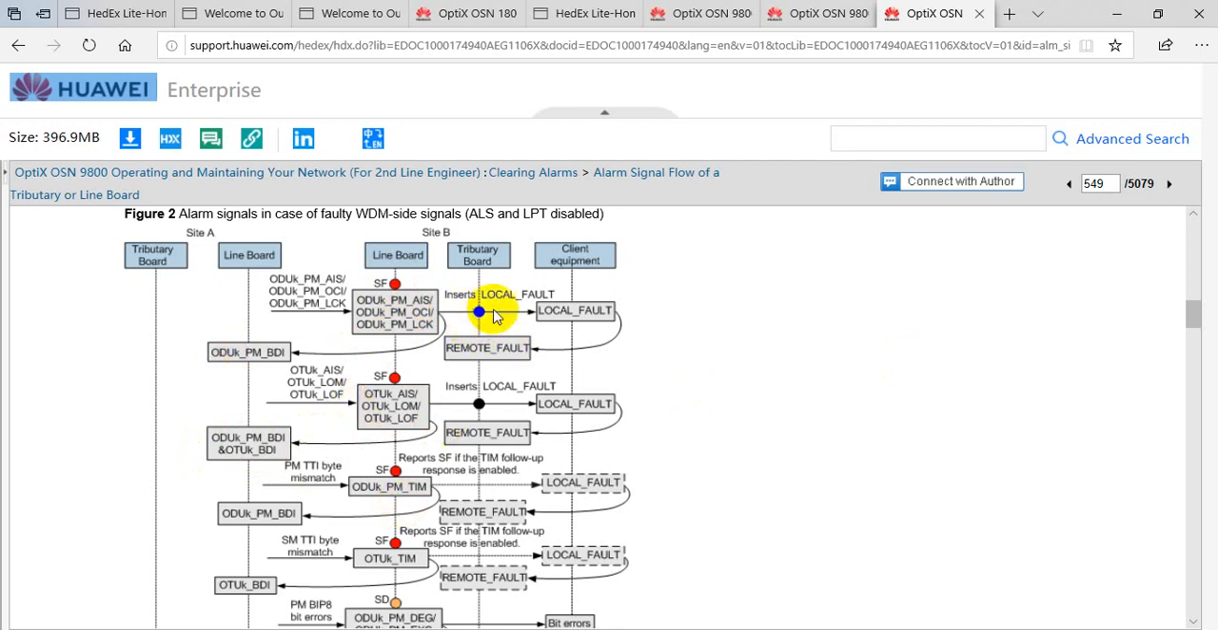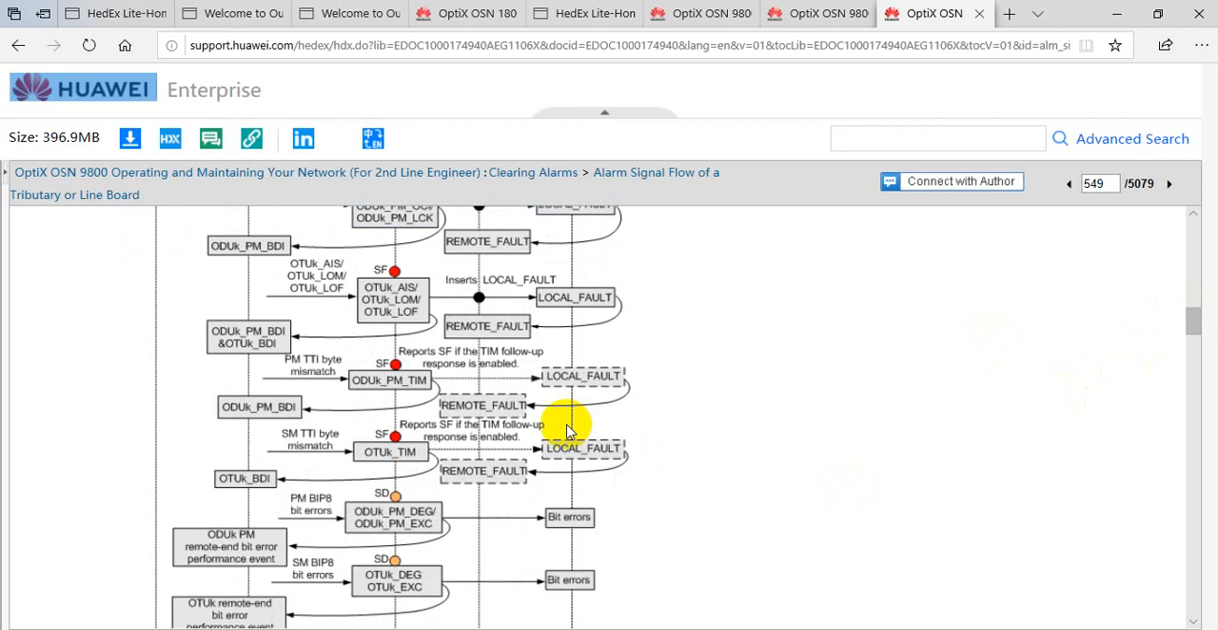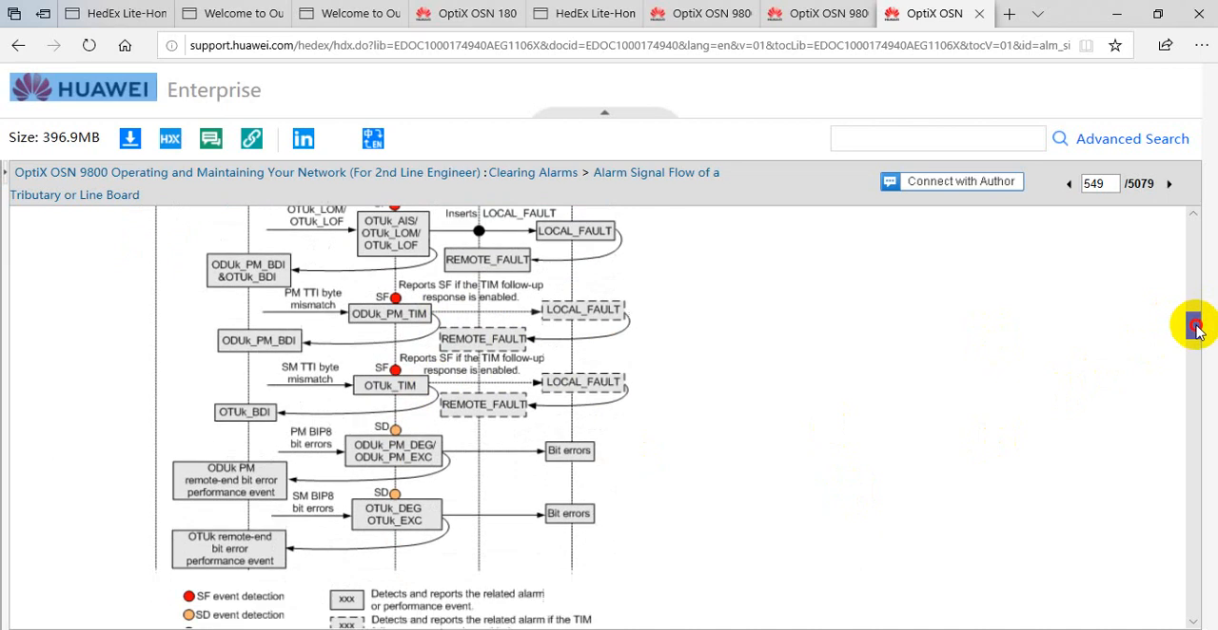Further alarm actions are the same: local fault, remote fault. It inserts local fault, and the client may trigger it in their NMS if there is one. If I consider the client as a customer, or if it is an operator, then that system will trigger a local fault, and the consequence back is the same. In case of TIM, if the action response is enabled, the results are the same.